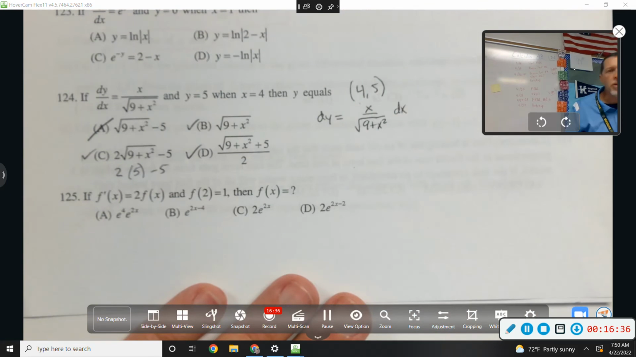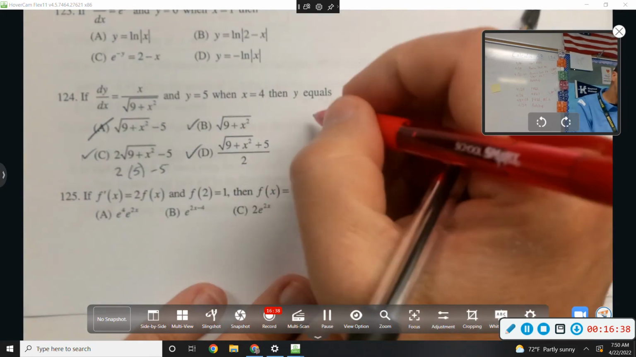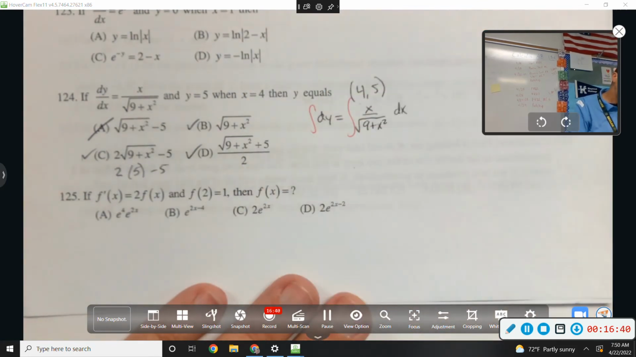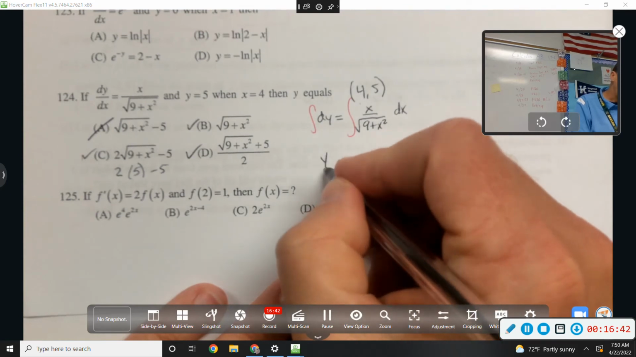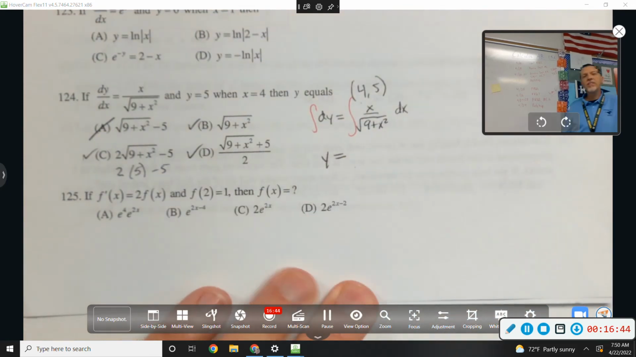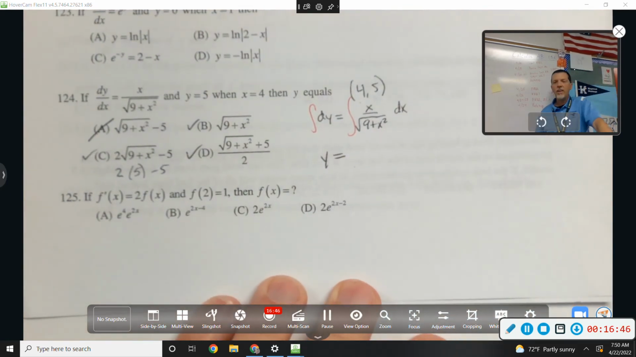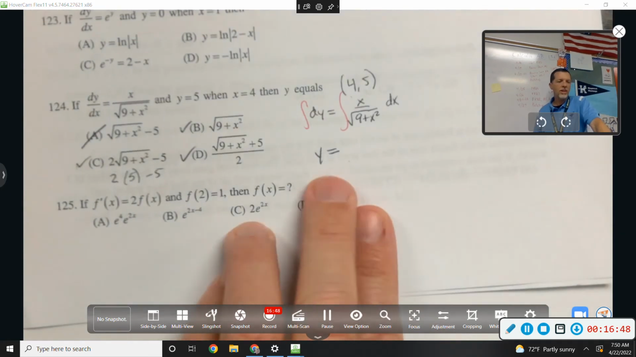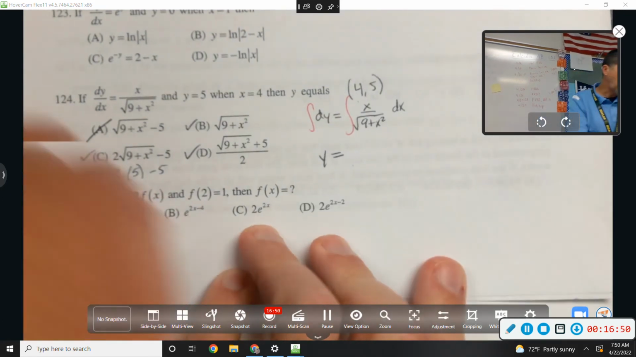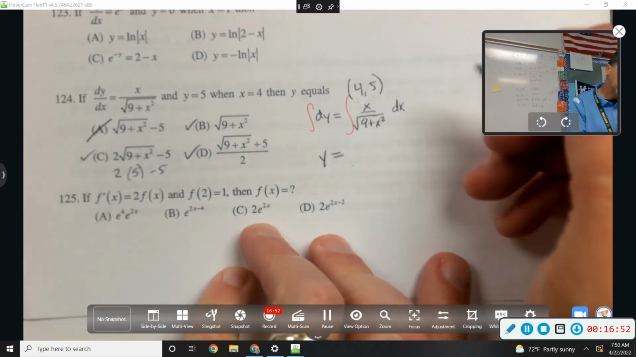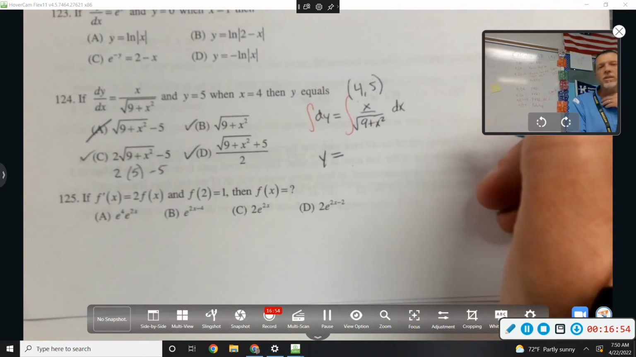So separate the variables. Integrate both sides. They were kind. The left side's easy. It's not anything crazy. Solving for y is already done. What about the right-hand side? How am I going to figure out what that integral is?